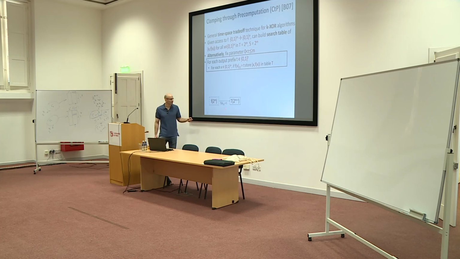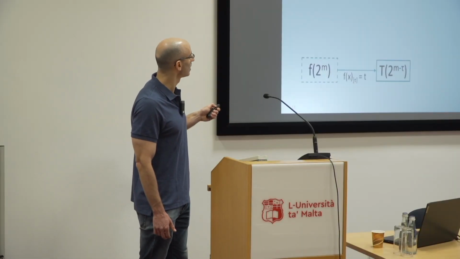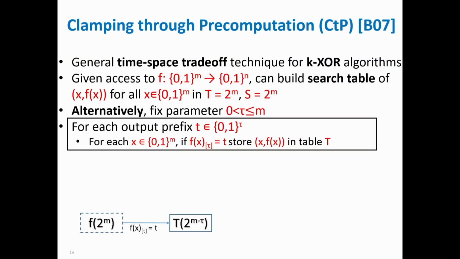We're going to build the table such that for each element in this table, the prefix of tau bits of f of x is equal to this special t. So for each x in the input to this function, which is an m-bit string, we just check this condition. If we evaluate f on x and the prefix is equal to t, we store it in this table.